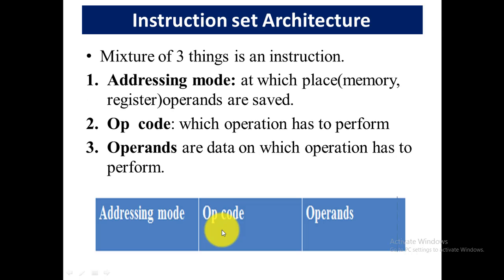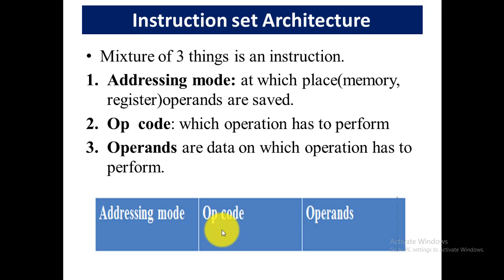An instruction is basically an amalgamation of three things. Number one is the addressing mode. Addressing mode means at which place in memory or in the register the operands are saved. Second is the opcode, which defines which operation has to be performed. And operands are the data on which the operation has to be performed.